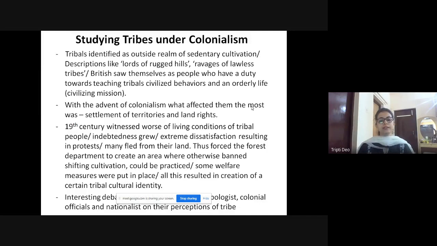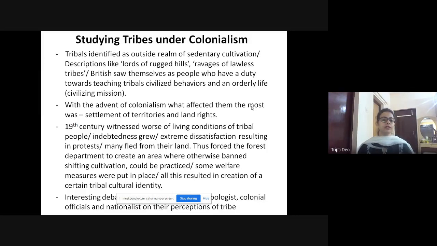With the advent of colonialism, what affected them the most was that they were told and forced to settle on a certain territory. Settlement of territories and land rights. When land started to be fenced, controlled, and land rights were made, land no more could be used by everyone openly. This happened more when colonial rule came into being, and that affected the tribals the most.